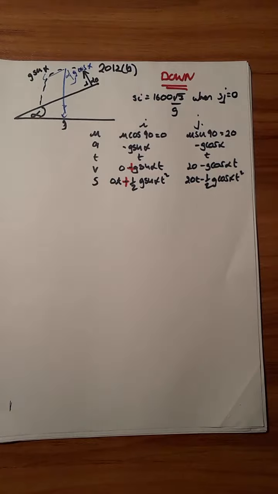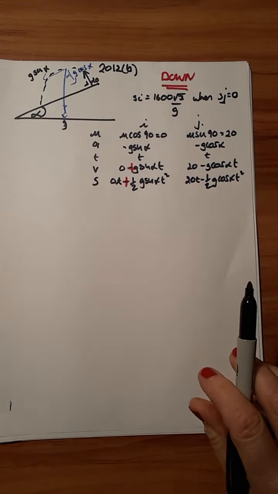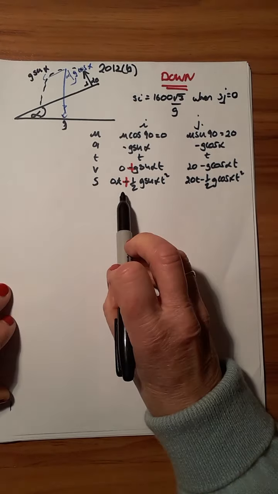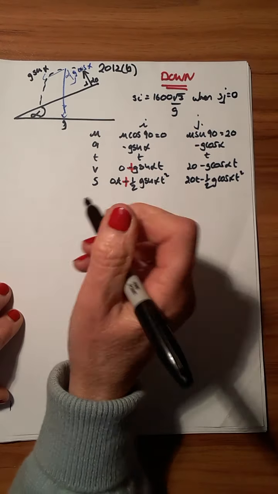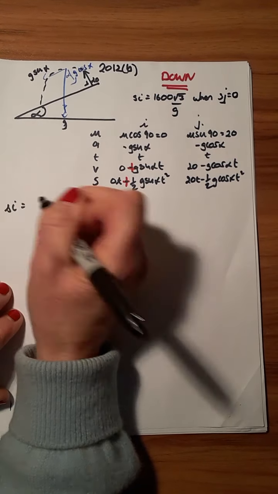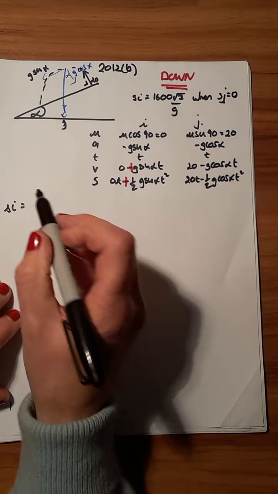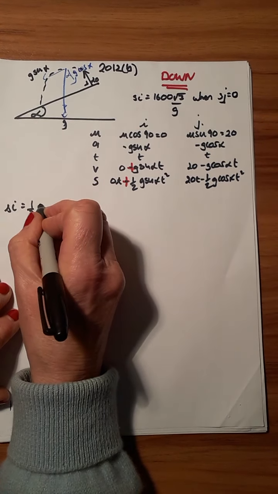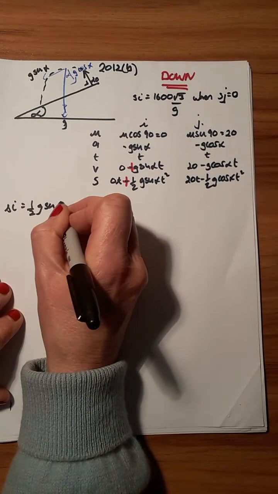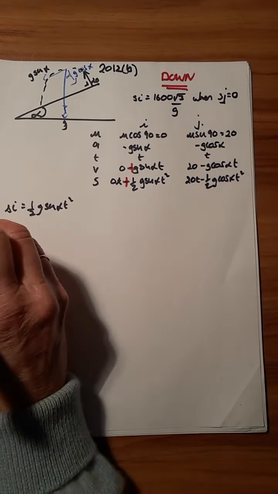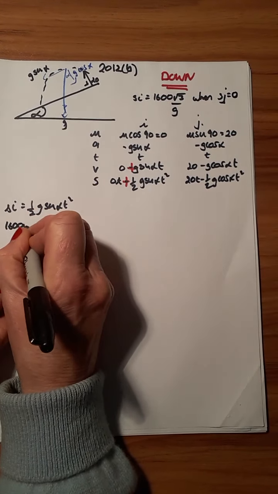Right, so I know that the Sj is 0, and I know what the Si is. So if I compare or match them off, the Si is equal to a half g sine alpha t squared. And the Si is 1600 root 3 over g.